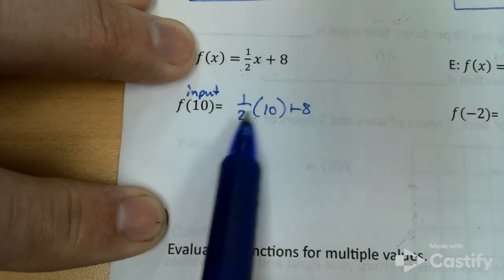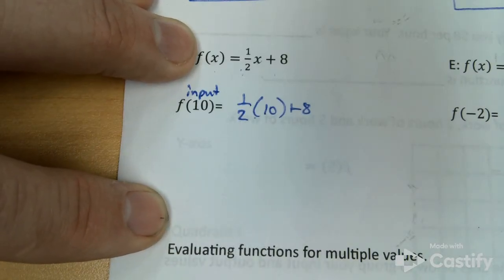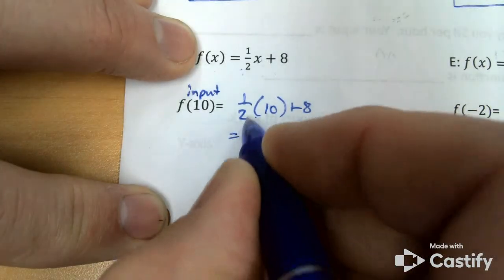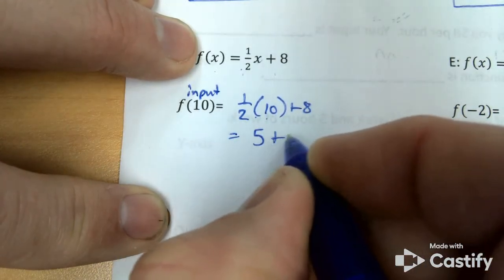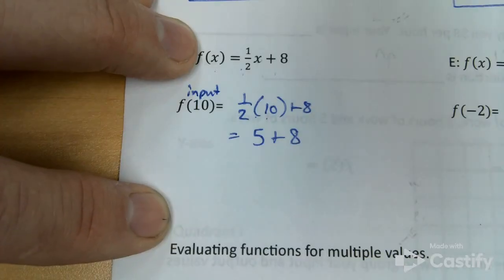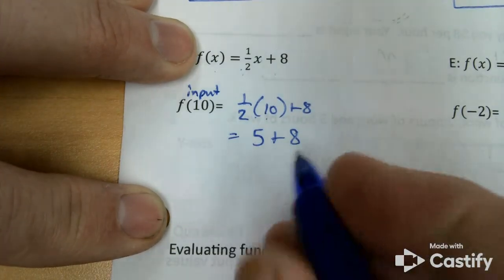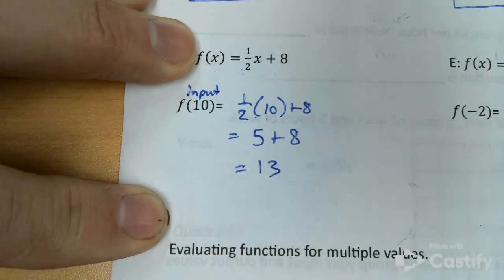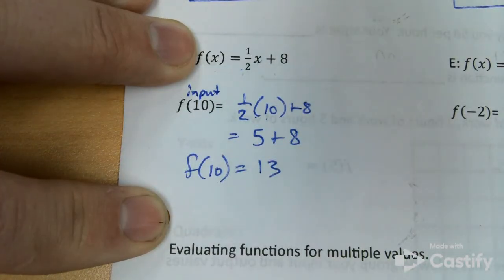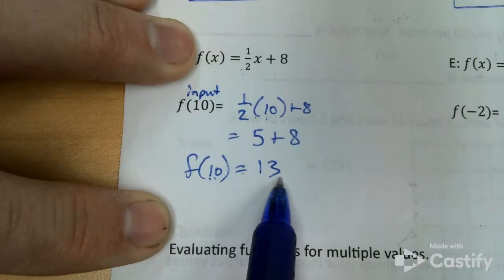So what is half of 10? Hopefully you're thinking in your head, half of 10 is 5. So half of 10 becomes a 5, and this becomes 5 plus 8. And now we can go ahead and do 5 plus 8, and we get 13. So my function equation says f of 10, my input is 10. When I put 10 in, my output is 13.